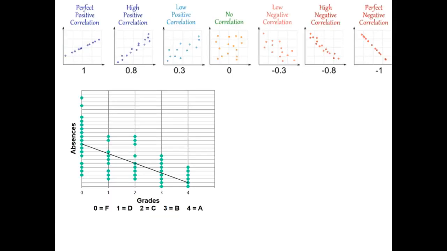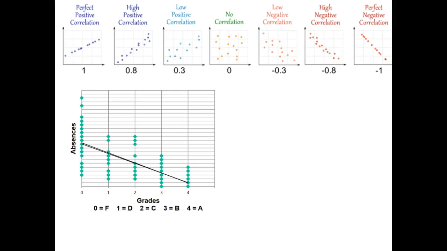A few years ago, I calculated the correlation for absences and grades. This slide shows the scatter graph that was generated from actual data from one of my class sections. You can see the line of best fit is showing a downward slope, indicating a negative correlation. Remember that each dot represents the number of absences and the grade for each individual student.